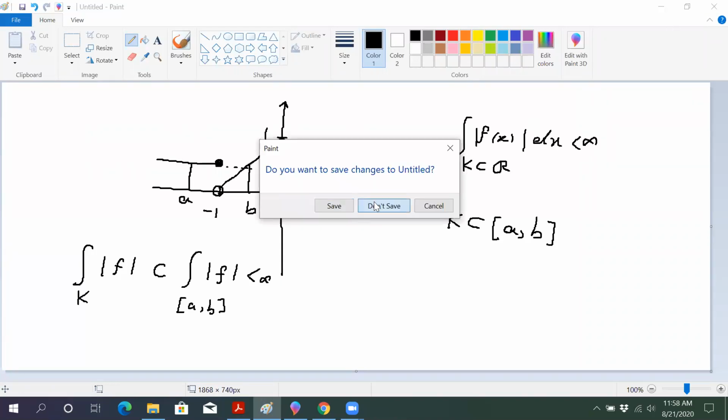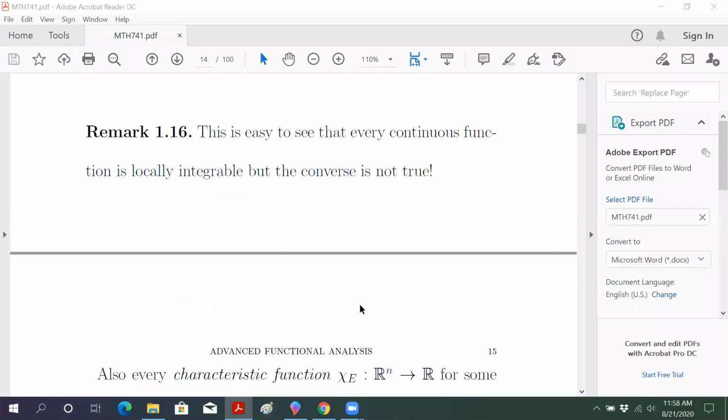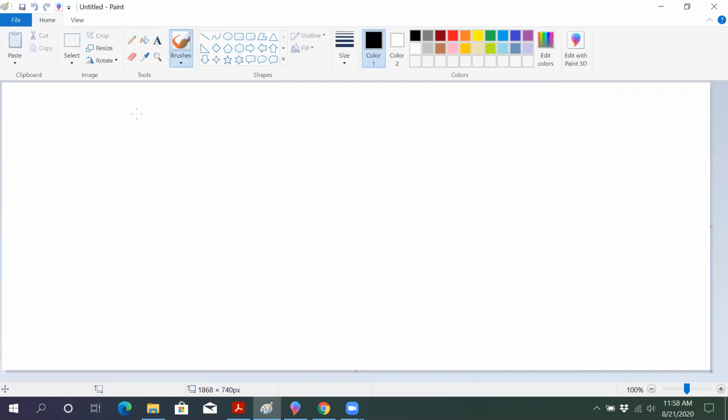Now, you tell me why every continuous function is locally integrable. Why is it like that? It's easy. Actually, you have seen it just now. In general, let's say f from Rn into C is continuous. We claim that this is locally integrable.